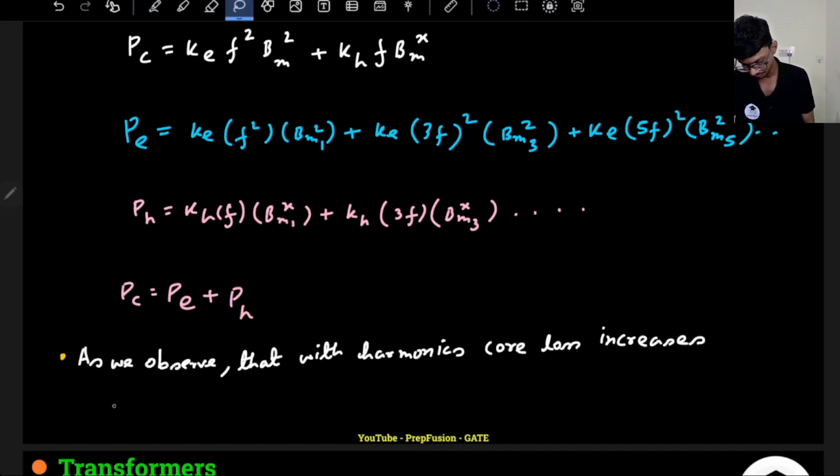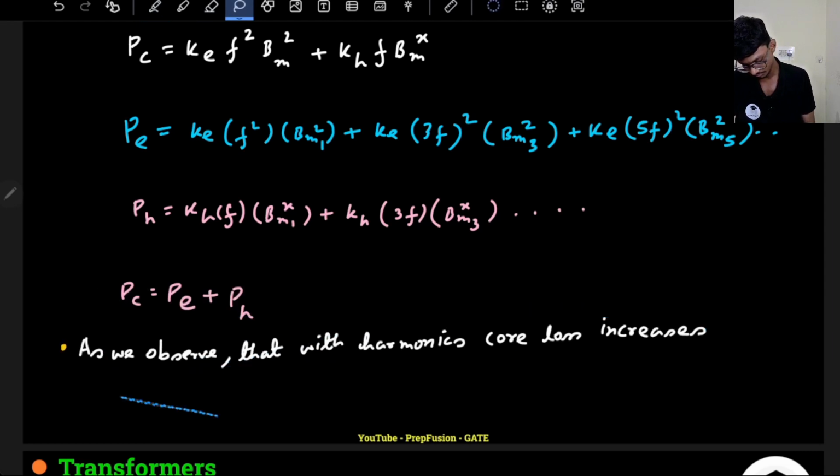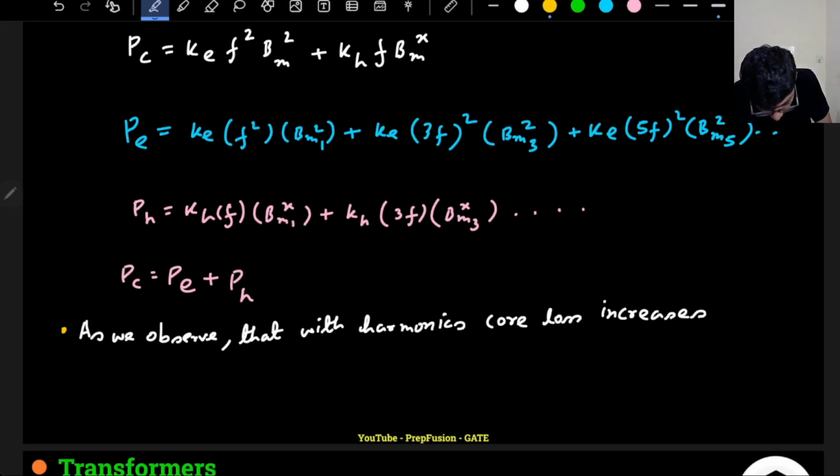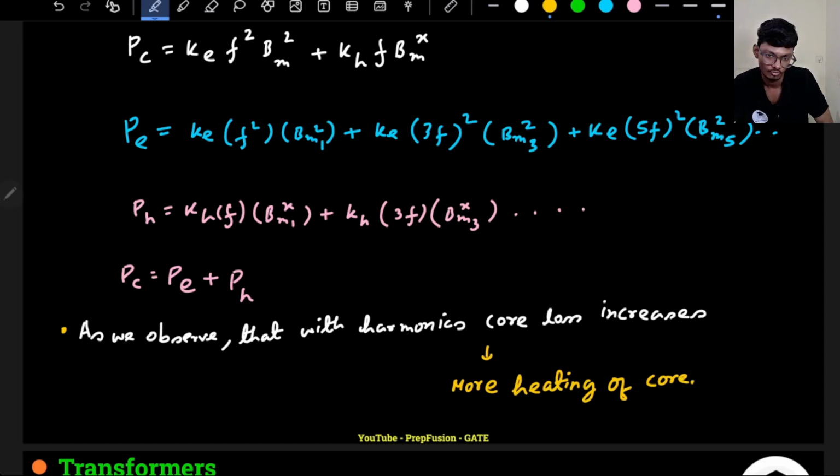Core loss increases. So what can I say, there will be more heating of the core, more heating. Of course. So that's why these are unwanted.